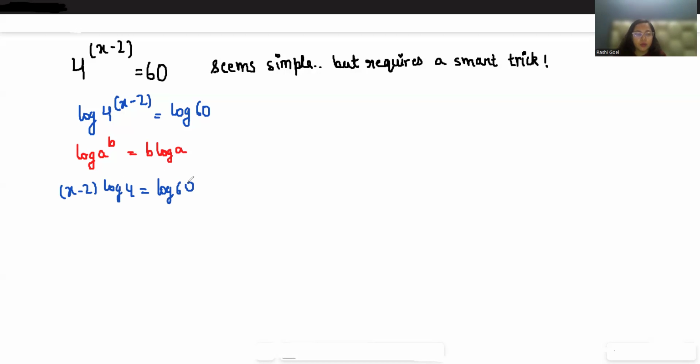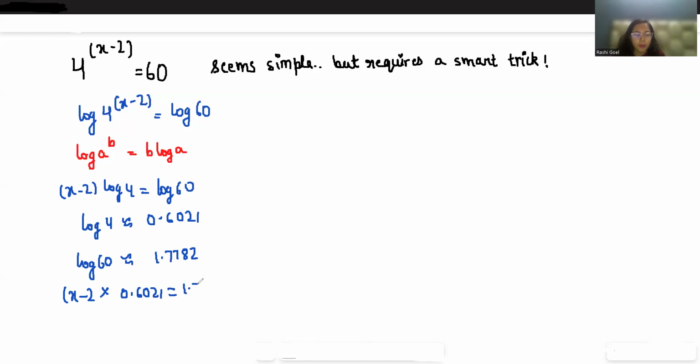Now plug the value. Log 4 is approximately 0.6021 and log 60 is approximately 1.7782. Now let's put the value. x minus 2 times 0.6021 is equal to 1.7782. So x minus 2 is equal to 1.7782 by 0.6021.